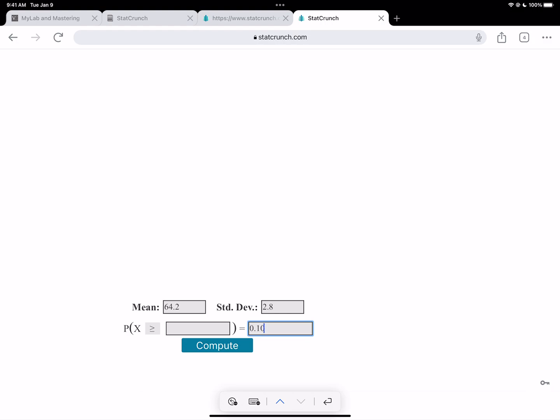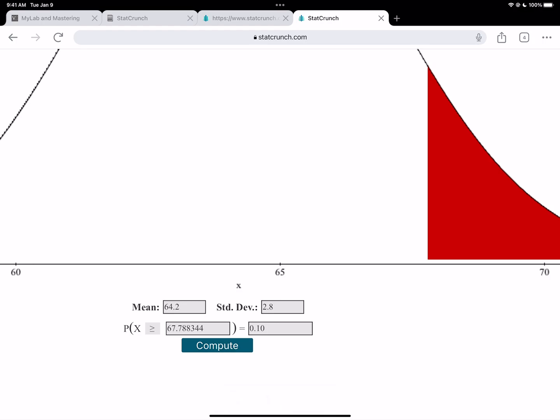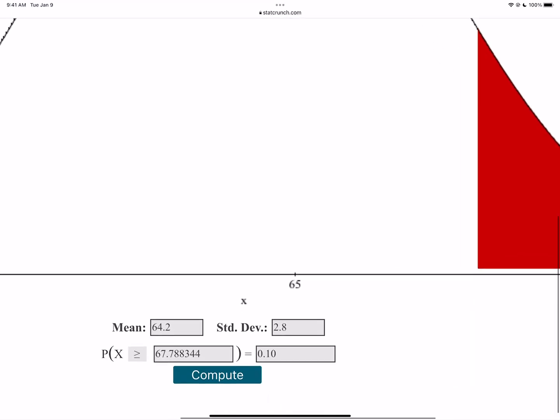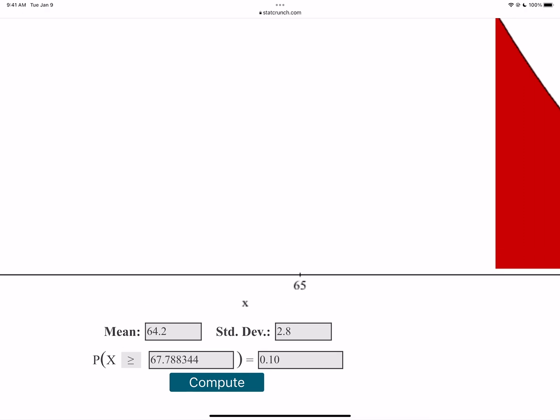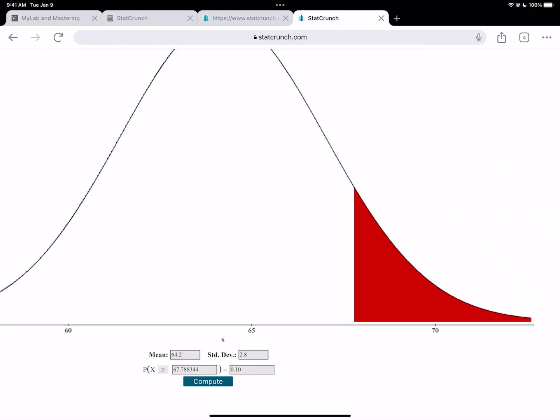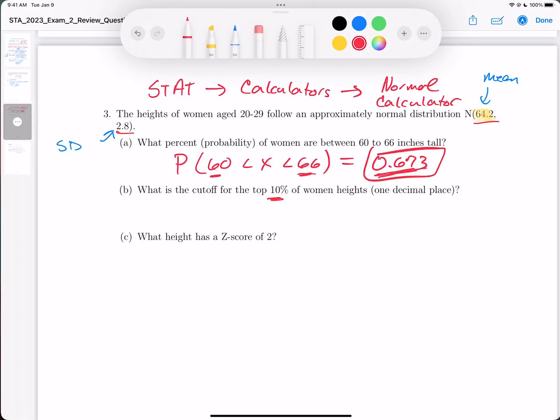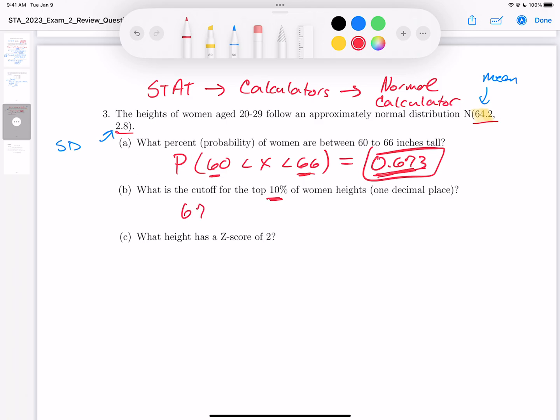We're trying to figure out the x value, the height that gives us 10% area to the right. If we click compute, it'll automatically fill it in for us, and we can see the first decimal place is 67.8. And look at the picture, guys. The picture is telling us there's only 10% area that's red, that's shaded. So 67.8 is our answer.